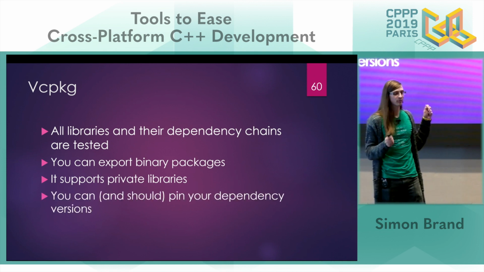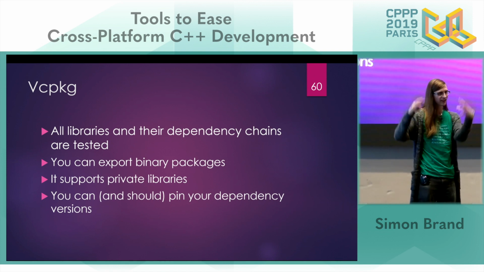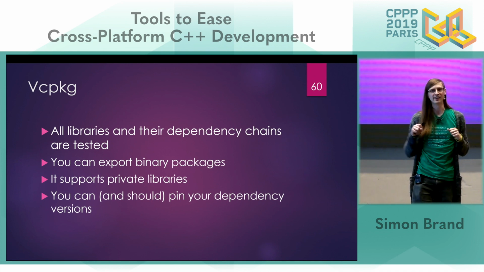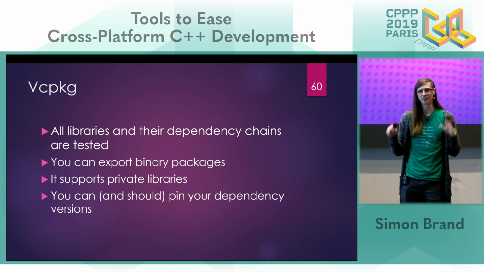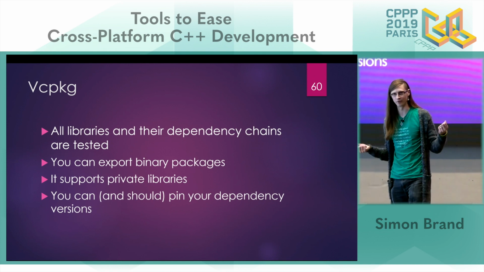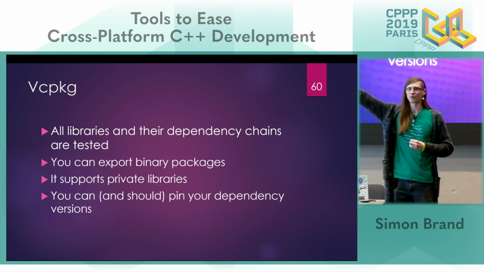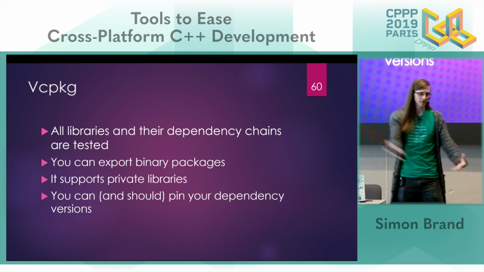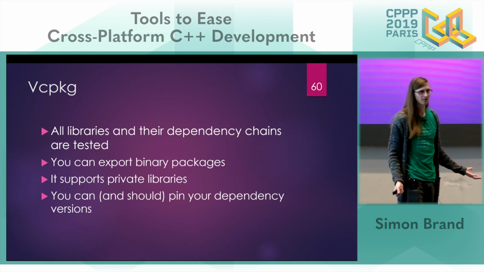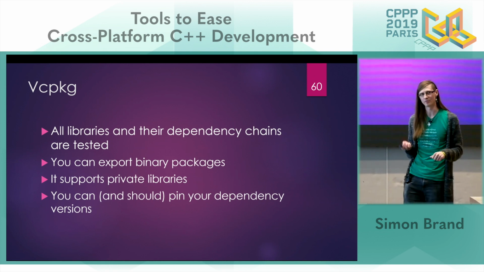You can and you should pin your dependency versions. So if you have a set of dependencies for a given version of your project, you don't want those to be upgraded under your feet, because that can cause problems. And this is a big issue with using system package managers for dependency management, because as soon as you upgrade some application, then maybe all your dependencies get upgraded, and now your library which you're developing is broken. So you don't want your dependencies to get updated without you asking for it, and you can do that with Vcpkg.